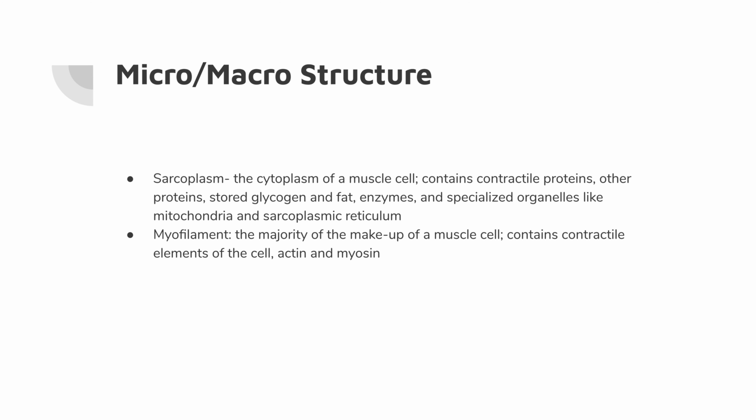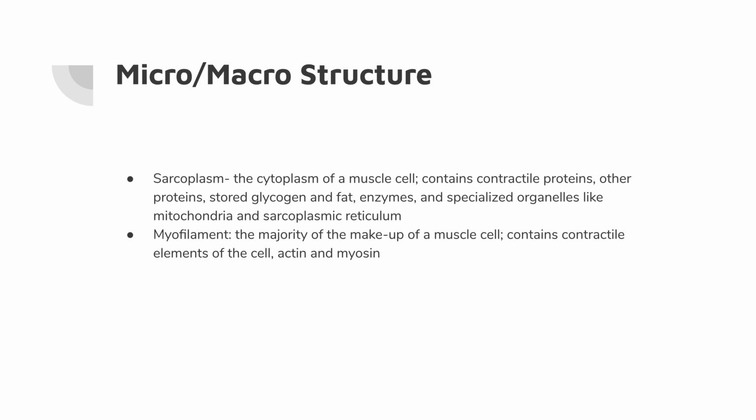This is also going to contain the contractile proteins that we're going to illustrate later on. It's going to contain other types of proteins. It's going to have some glycogen and fat stores, which are going to be for providing energy. It's going to have some enzymes, which are going to facilitate metabolism within the cell. And then it's going to have some specialized organelles like mitochondria, which we all love to joke is the powerhouse of the cell, but it literally is the powerhouse of the cell.